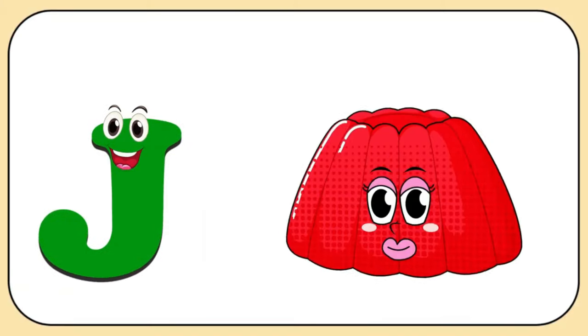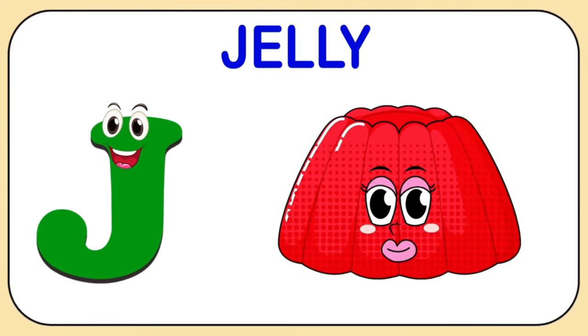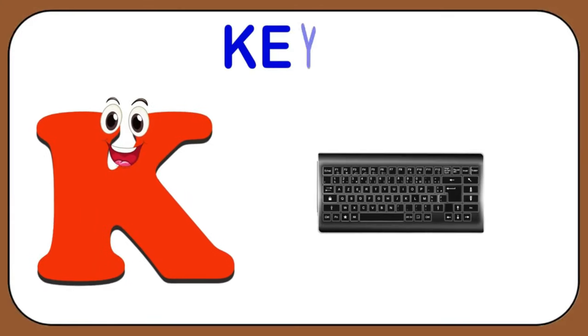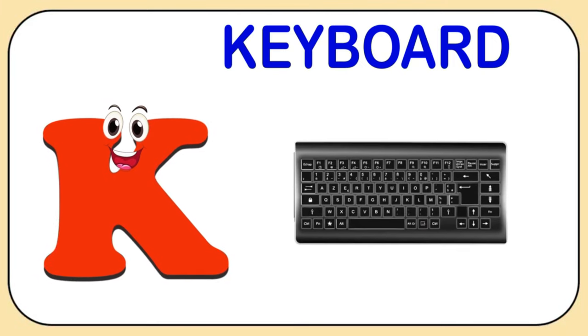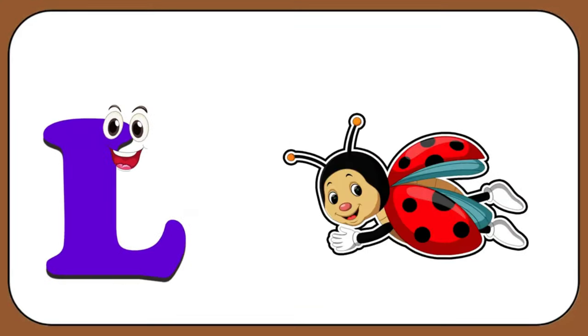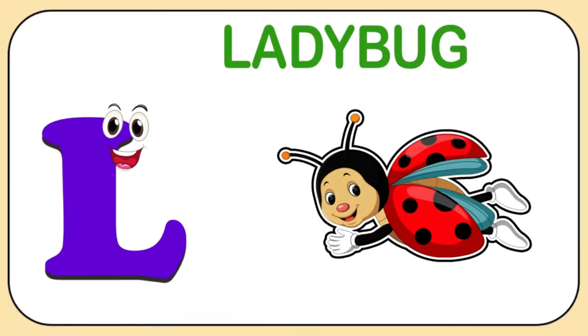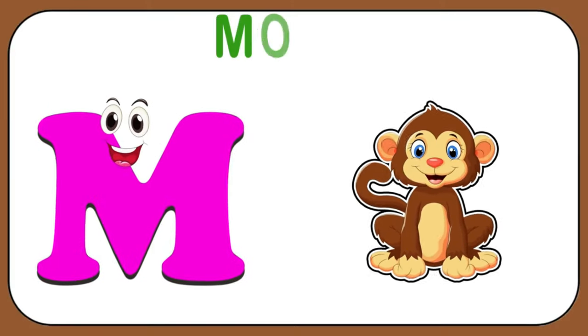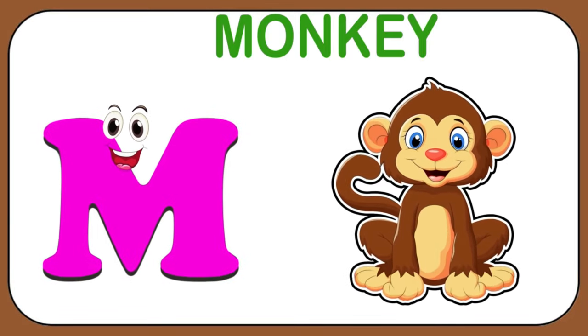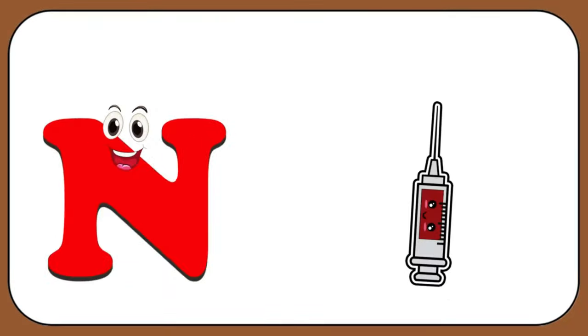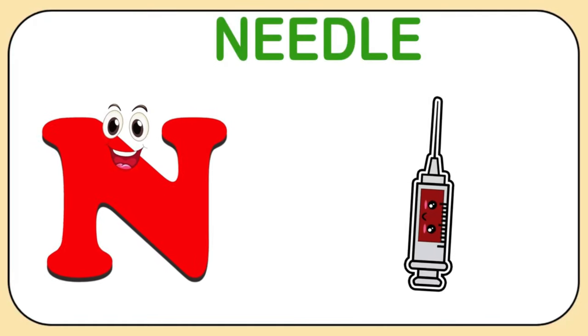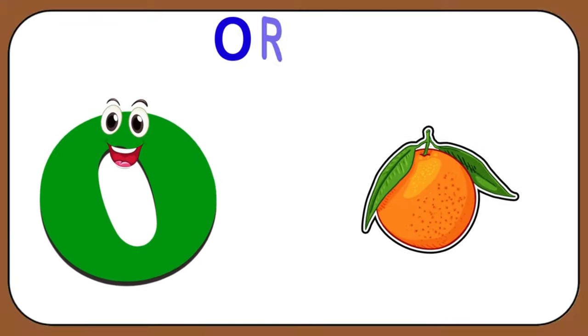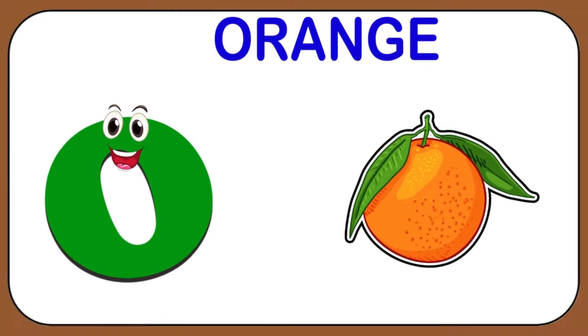J is for jelly. J, j, jelly. K is for keyboard. K, k, keyboard. L is for ladybug. L, l, ladybug. M is for monkey. M, m, monkey. N is for needle. N, n, needle. O is for orange. O, o, orange.